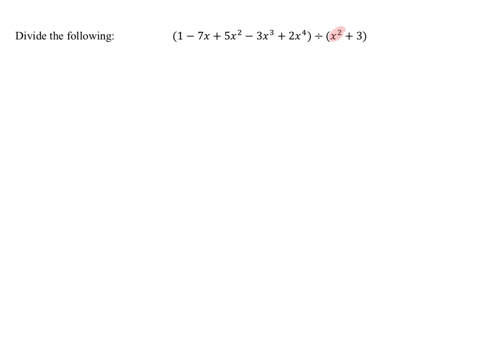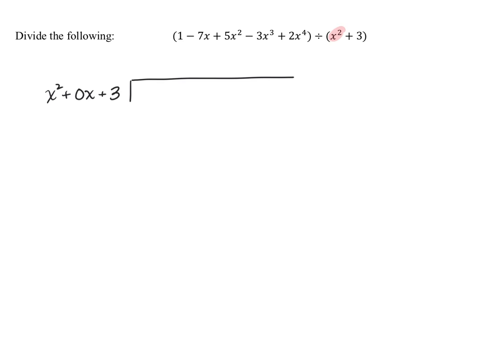So we're dividing by x squared plus 3, and the first thing I recommend you do is recognize that you're missing a term, you're missing an x term. So I recommend always putting a 0x there for any term that you're missing, kind of like a placeholder. Some people like to just leave a space, but I do better with organization if I actually put a 0x there for that missing term.